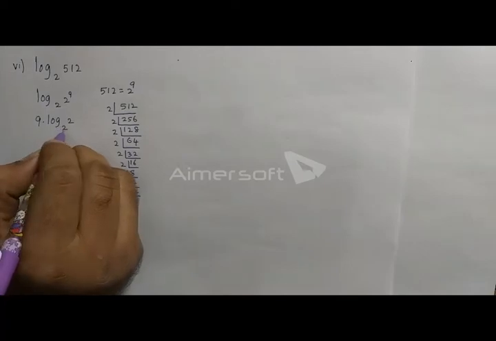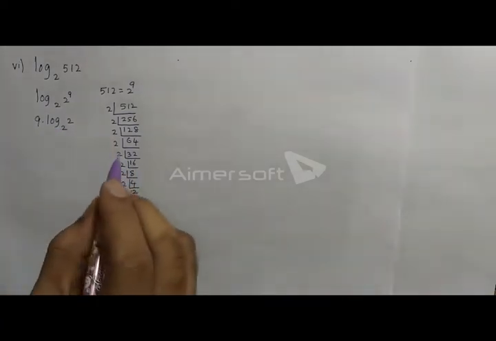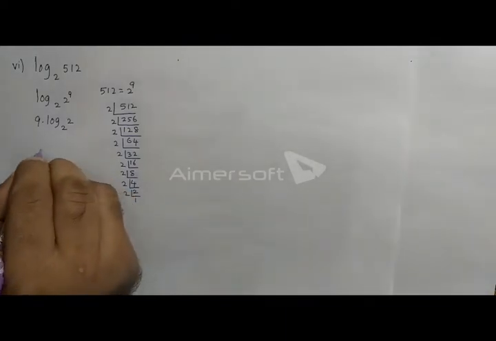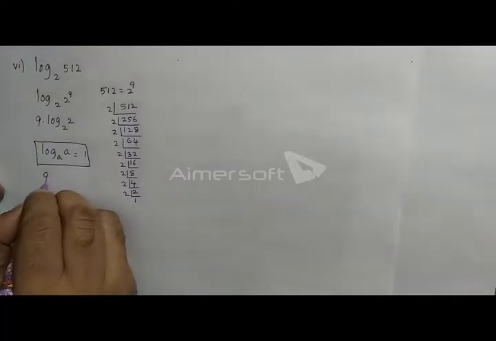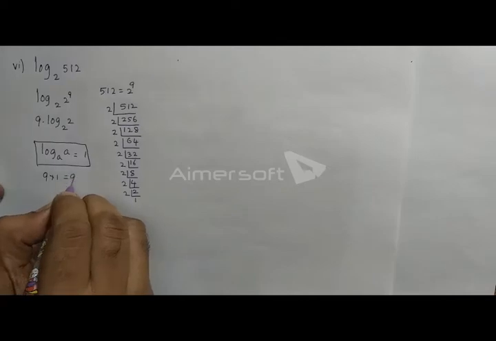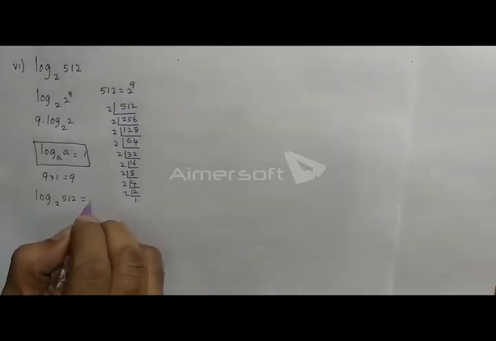We have to send 9 into log 2 base 2. As per the formula, log a base a is equal to 1. Nine into 1. 9 into 1 is equal to 9. So log 512 base 2 is equal to 9. Okay, have you got this answer?